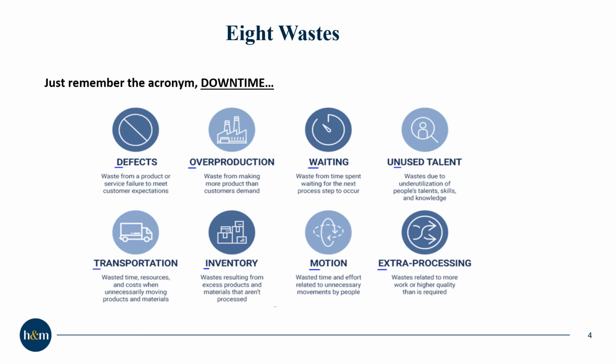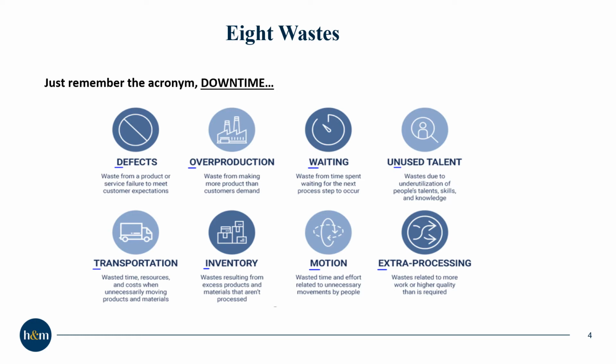These wastes are applicable to almost any business, and the acronym to remember is DOWNTIME. D is for defects, and this is when we do not meet customer expectations. O is for overproduction, when we make more product than we can sell, or in a service business, spending 80% of your time serving clients that provide only really 20% of your profits. W is for waiting, which is time wasted because of bottlenecks.